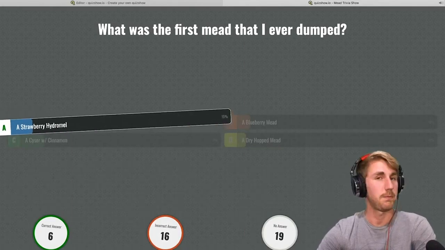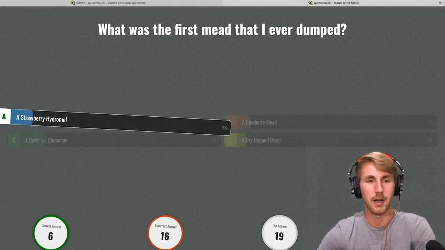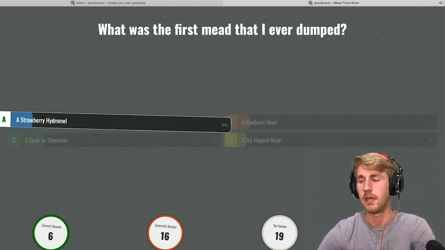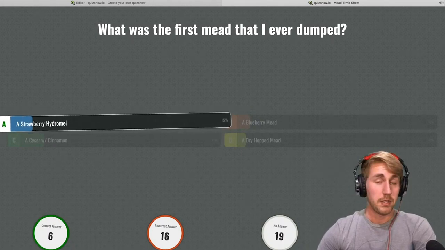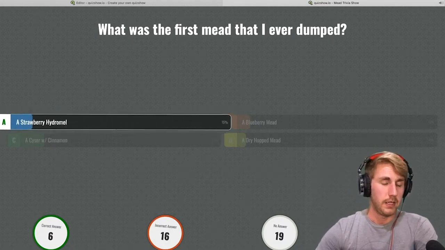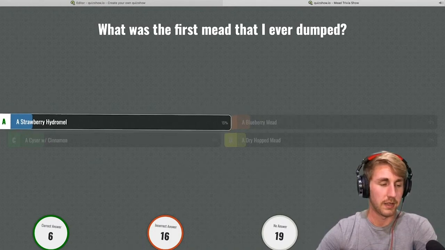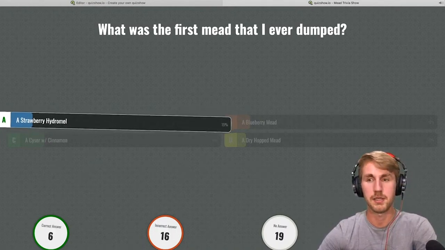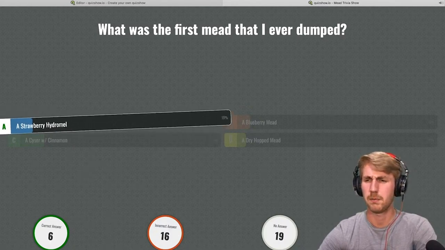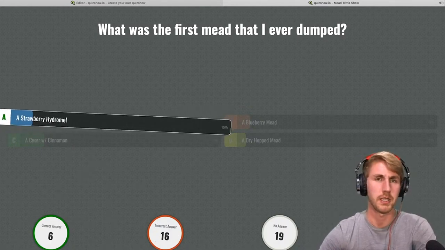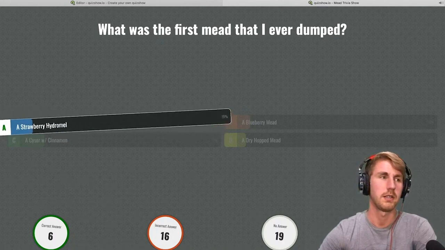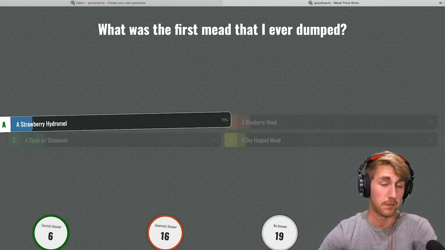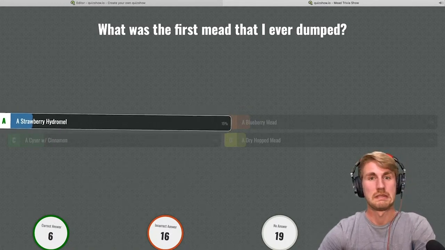Now, fun story about this bad boy right here. I made a hydromel and added strawberries into the secondary. And I dumped the mead because I thought it was mold that developed on top. What I'm finding after more research and time is that it was some fungus or bacteria that had grown. It would have been fixable, but I just gave up. So, that's me.